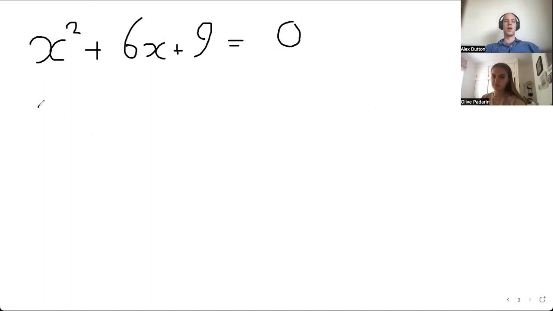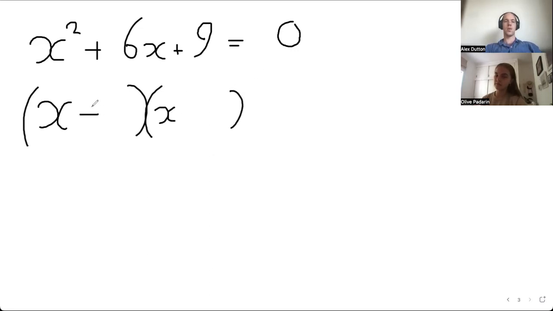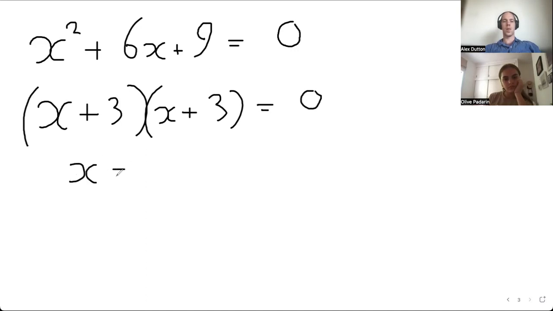Now, how can we factorize this? We need two numbers that add to make 6, but multiply to make 9. What are those numbers? 3 and 3. So we get x plus 3 and x plus 3. Some places you'll just see this written as x plus 3 in brackets all squared. And then, of course, the solution is just x equals negative 3. All right, so that's question 3. It just has one real solution.